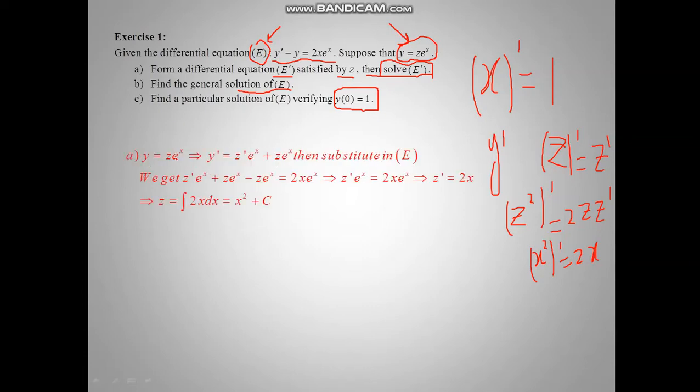We have y equals z e^x. We have to substitute y by its value z e^x, and we have to find y prime first. So y prime is in the form u times v, and the derivative of u v is u prime v plus u v prime. Here u prime is z prime, v is e^x, and the derivative of e^x is e^x, times u, which is z.